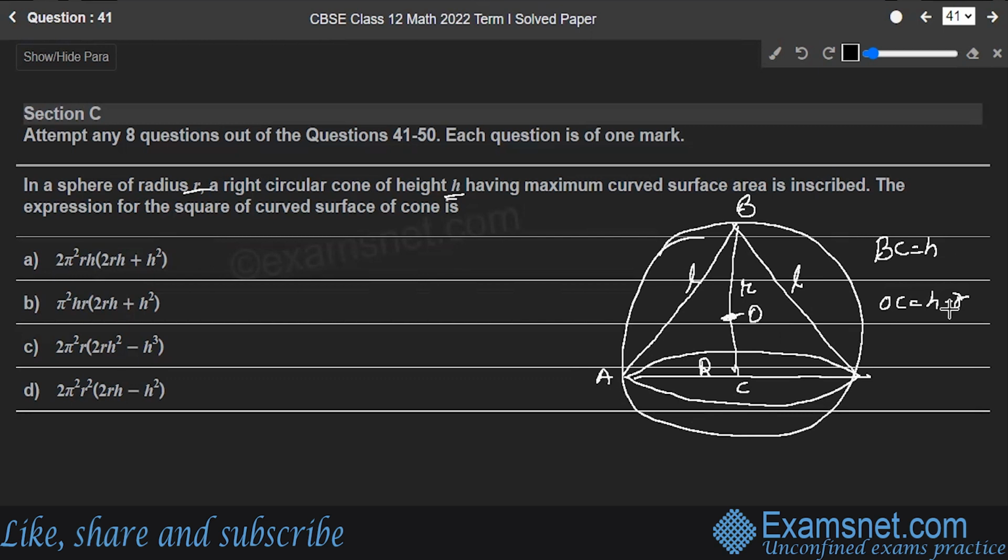Hope you are clear with this, right? We have the maximum curved surface area of the cone inscribed in the sphere, and we need the expression for the square of the curved surface area of the cone. The curved surface area of the cone is given by the formula pi r L, where r is the radius of the cone.